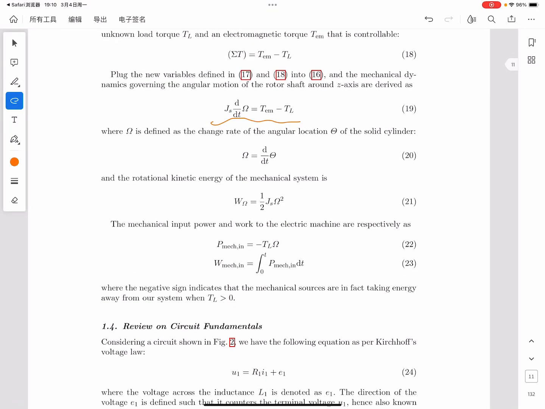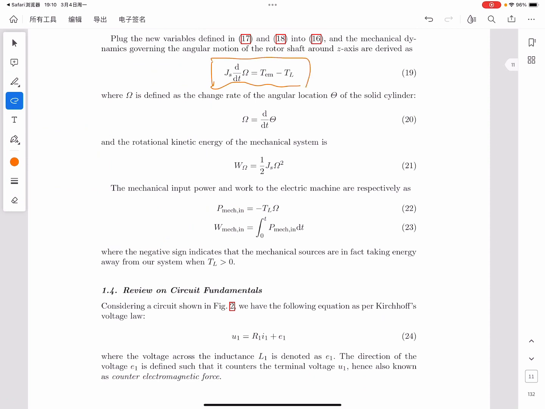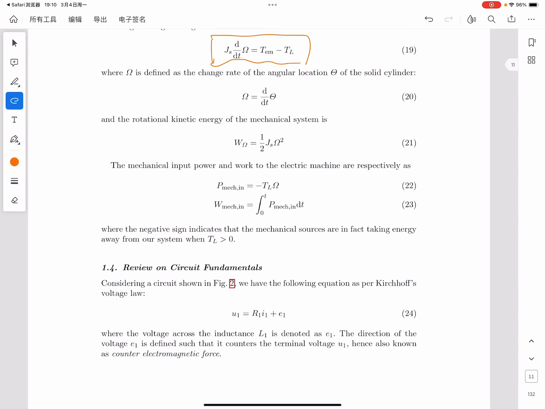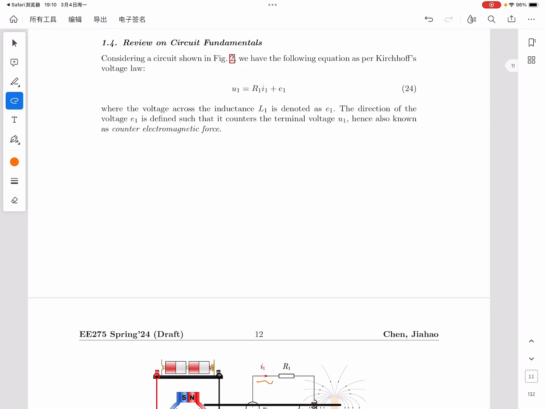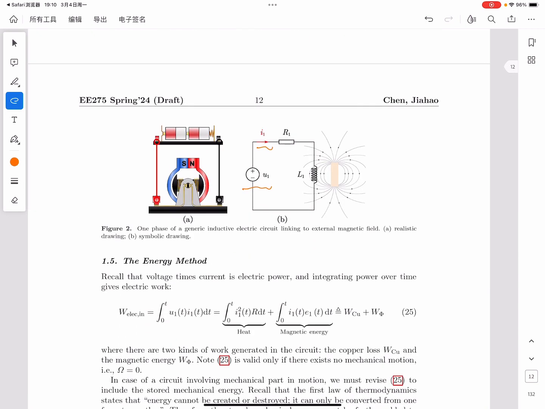In our last video, we derived the mechanical model of an electric machine. Now we are ready to derive the electrical dynamics. Before that, we need to first review the circuit fundamentals. So consider Figure 2, this simple electrical circuit.